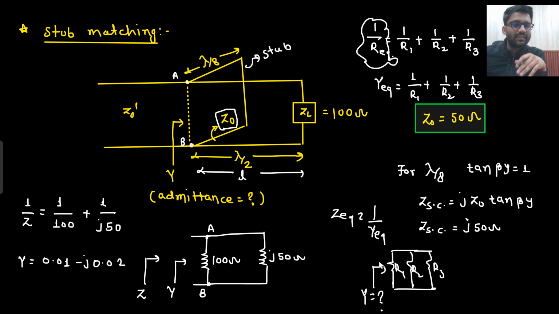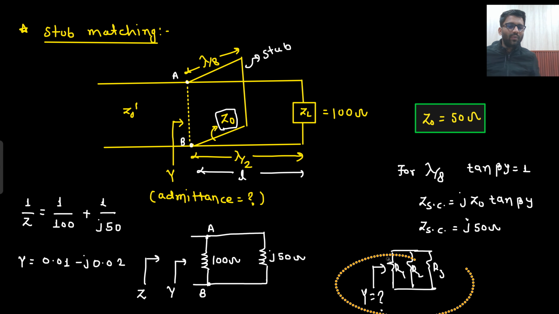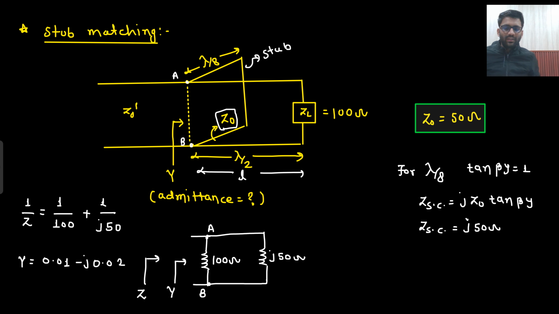Whenever they ask the admittance, rather than finding Z equivalent, go with the basics. First thing, 1 by Z equivalent will be equal to 1 by Z1 plus 1 by Z2, and 1 by Z equivalent is equal to Y. So from there, 0.01 minus J 0.02, very easily you are getting. Otherwise I would have gone into complex calculation, but that calculation I need to avoid. So that would be the answer. This would be the value of Y.